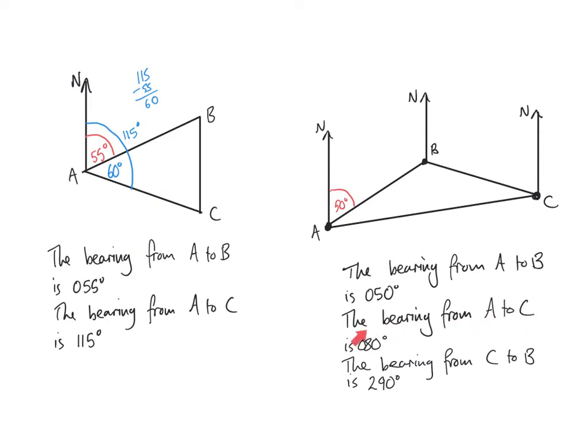Now, the bearing from A to C, again, from A means I'm measuring from here, clockwise from north until I hit the line that leads to C, and that's 080 degrees. So, in other words, if I draw a line here, this blue line here is 80 degrees, which helps me then find one of the angles inside my triangle.